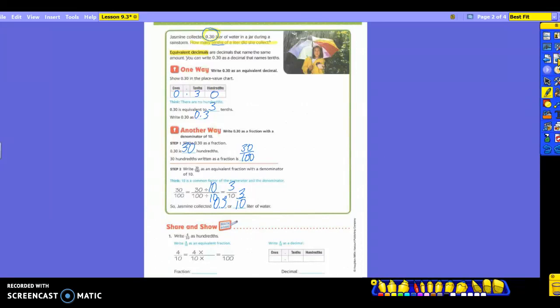All right, let's talk about the share and show one at the bottom. You're going to write 4/10 as hundredths, and you're going to have to do it in 2 different ways. Here you're going to do the multiplication, and here you're going to put it into a place value chart. Okay, with your partner, you're going to work on that one alone before we turn the page.